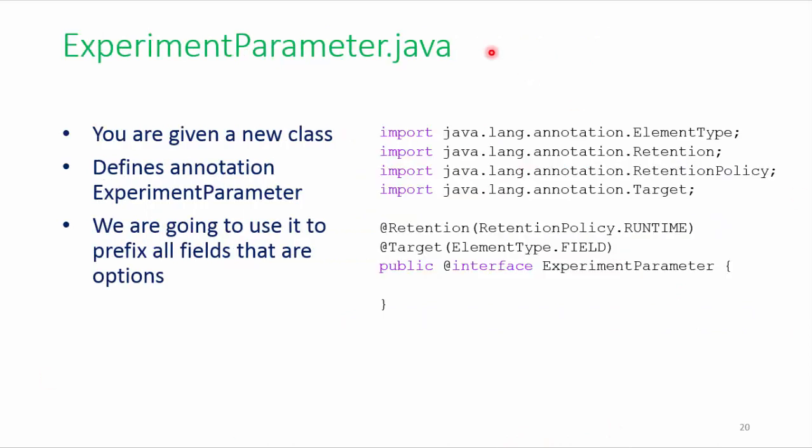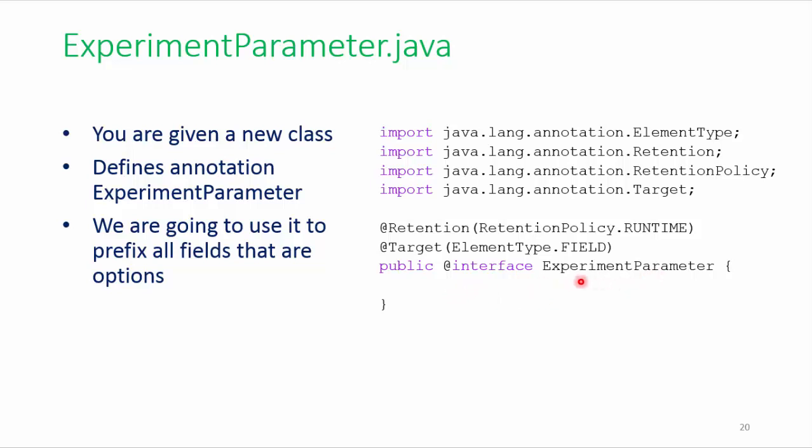Let's start with defining our new annotation. So we have a new file, experiment_parameter.java. It defines the annotation @ExperimentParameter. So we have here the code to define the annotation. This annotation doesn't really need to do much. So we don't have any field in it. We don't have any need to define a special constructor. We use just a default no-arg constructor. We really have nothing at all in it.